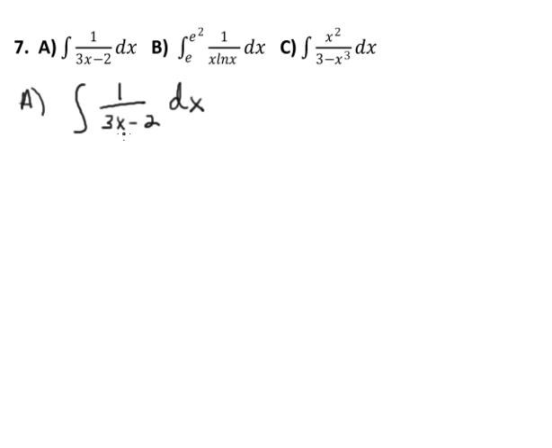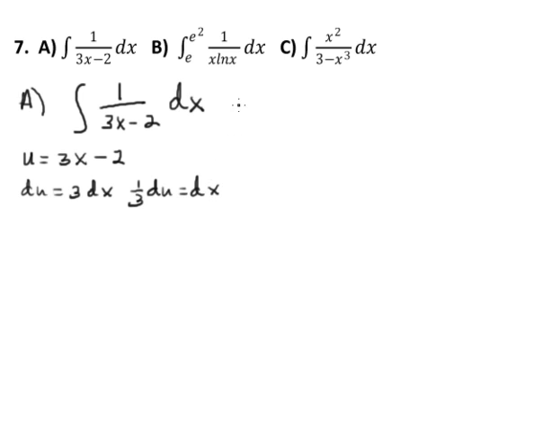So if we put u equal to the denominator, we'll convert this into 1 over u. And we're just missing the 3, so we'll have a 1/3 in front. So let's do that. Let's put u equal to 3x minus 2. So du is 3 dx, and 1/3 du is dx.